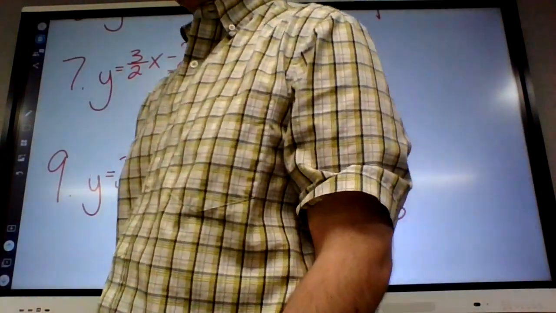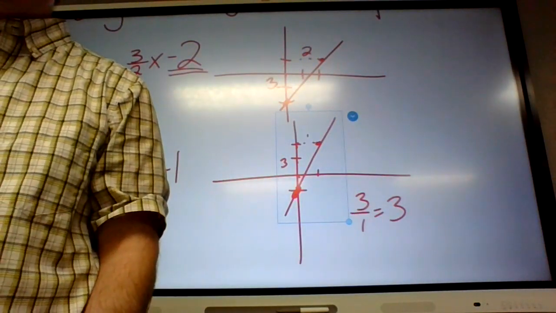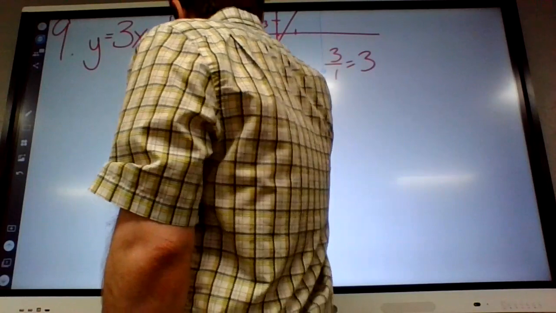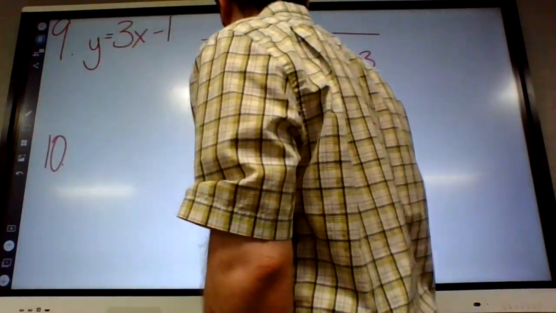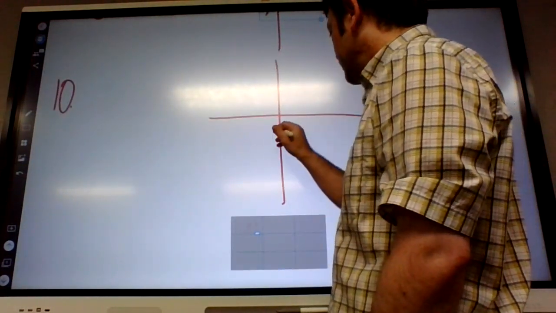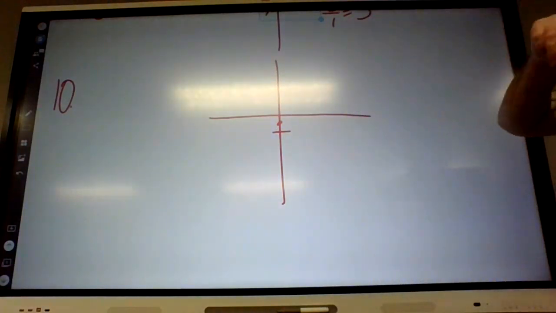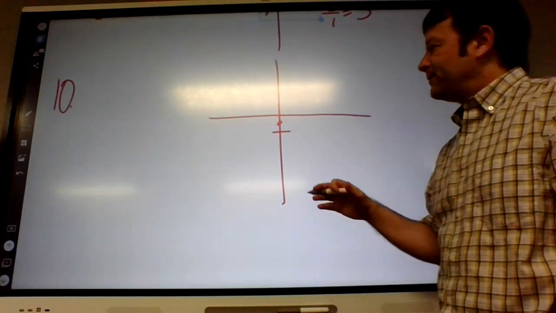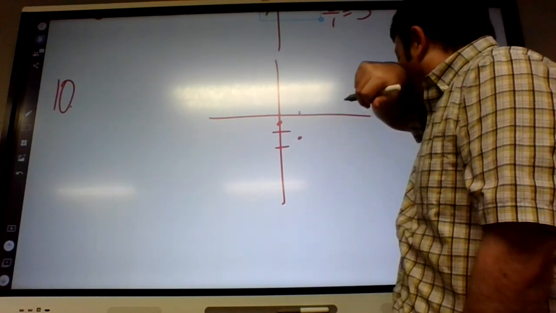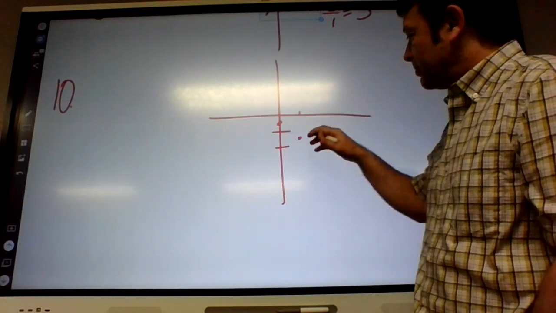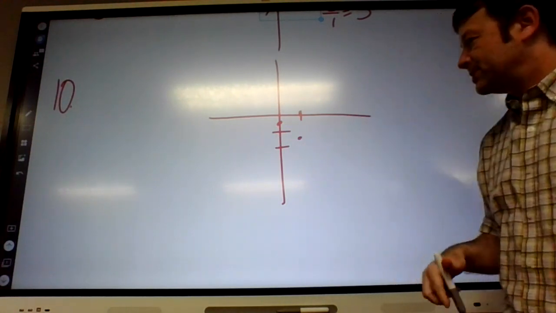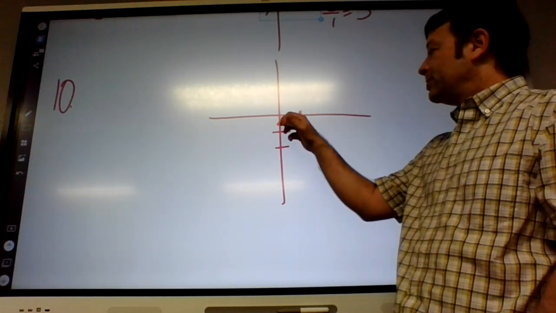Oh, 10 is tricky. I kind of forgot about it. Yeah, I guess we'll just look at it. 10's tricky because, well, what's the y-intercept on 10? Negative 1/2. Yeah, -1/2. And if you look at all those points, it's never hitting an integer. It's always hitting in a weird spot.